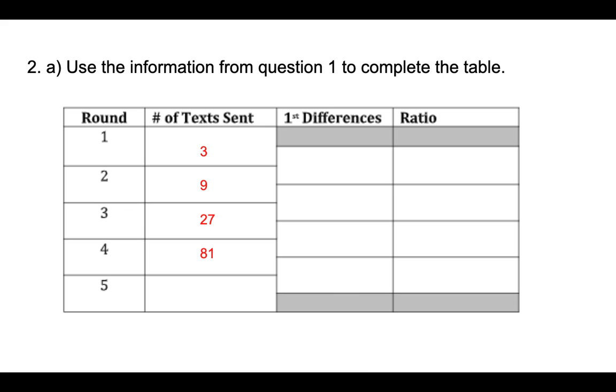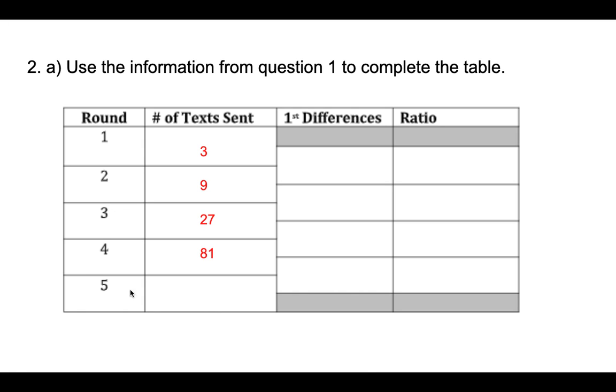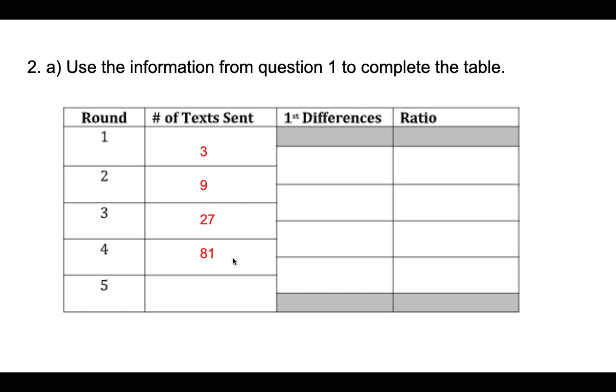We did not get to round five in our diagram because it would be annoying to draw all of those. So we're going to make an equation so we can calculate what happens in round five. If you remember back to when we first started talking about exponential functions, you take the first differences: 9 minus 3 is 6, 27 minus 9 is 18, 81 minus 27 is 54. You can see the first differences are clearly not the same, so this is not a linear function.